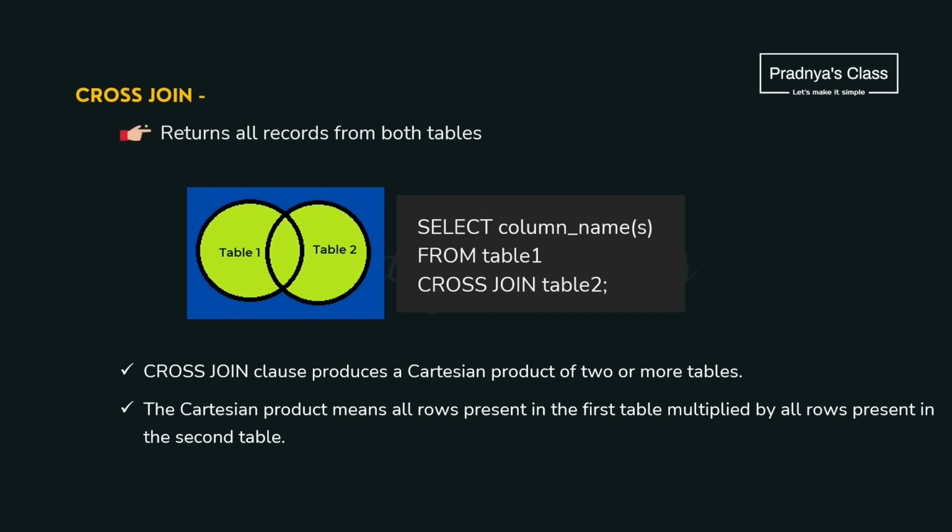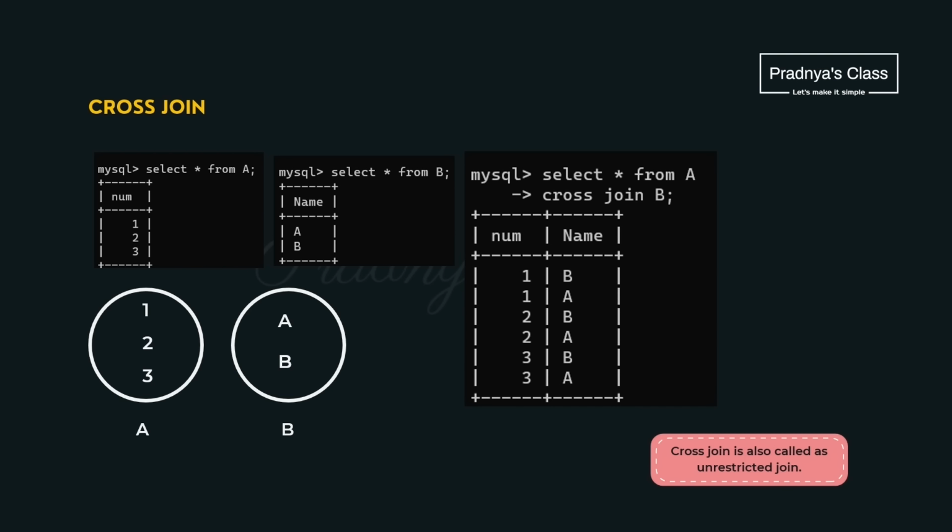First, let's check out what is cross join. Cross join will do the Cartesian product of two or more tables. Hope you know what is Cartesian product. It means it will take all the rows present in the first table multiplied by the rows in the second table. This is how you will be writing: select column names from table 1 cross join table 2. You will easily understand with this simple example.